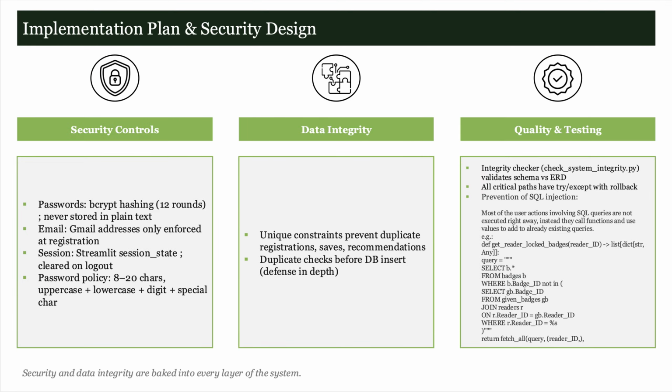We focus on security and data integrity. Passwords are hashed before being stored, so plaintext passwords are never saved. Registration also validates Gmail addresses and enforces a stronger password format. For sessions, the system uses Streamlit session state to keep track of the logged-in reader, and it clears that session data on logout. On the database side, foreign keys, unique constraints, and duplicate checks help prevent invalid and repeated data. SQL queries also use parameterized values, which reduce the risk of SQL injection.